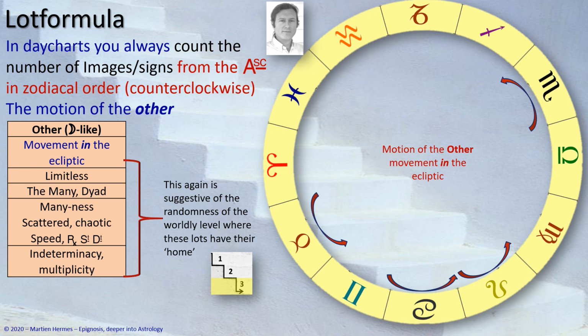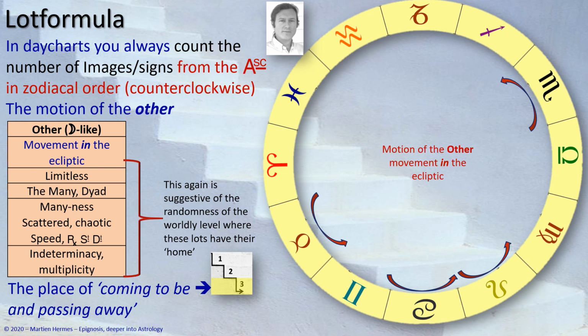So in that sense, it makes sense to calculate in the order of the motion of the other, the movement in the ecliptic, because that's the place of coming to be and passing away, which is the place where these lots have their home, so to speak.